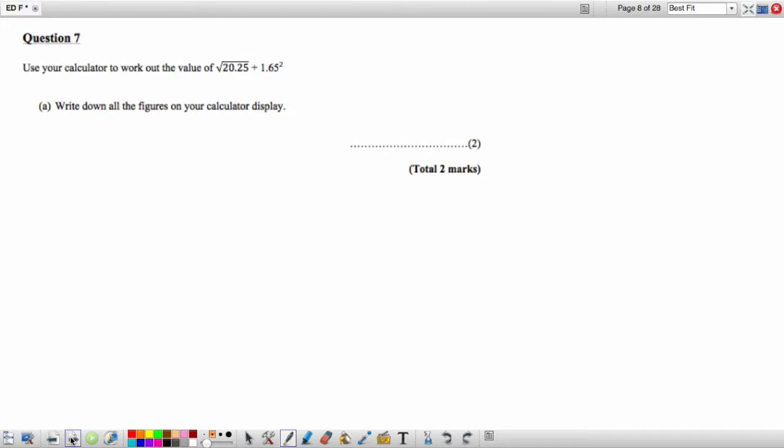Question number 7. Use your calculator to work out the value of this. You can put this into your calculator in one go, or you can work out each part separately. If you do that, the first part will be 4.5, and then you will add 1.65 squared, which is 2.7225. The final answer then is 7.2225.